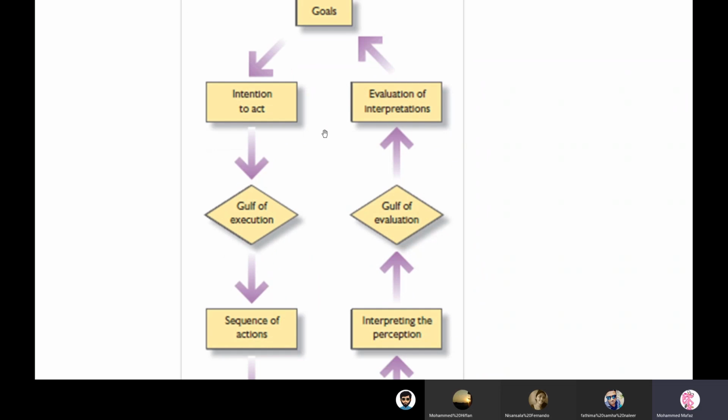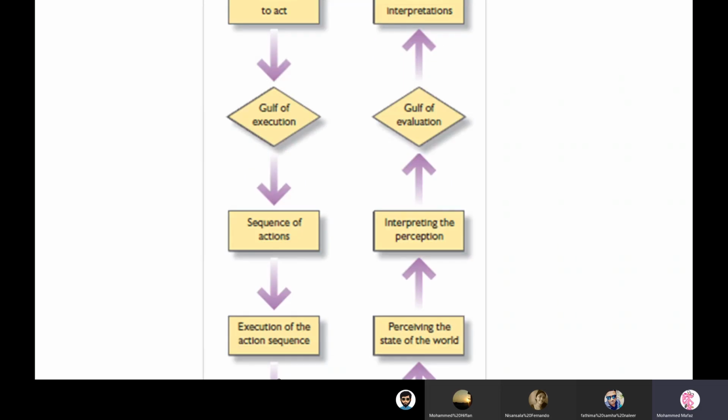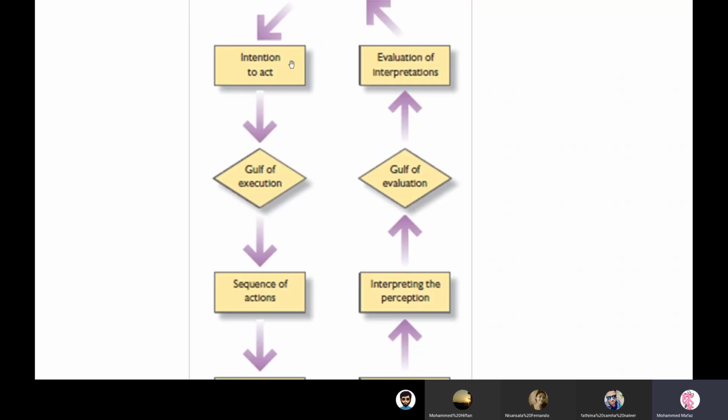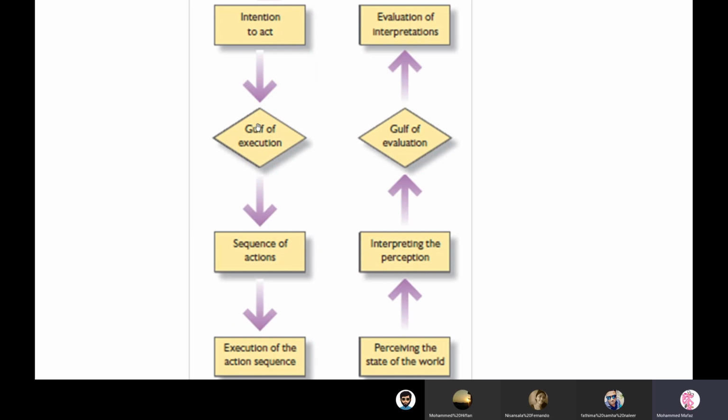Now, on the side of execution, there is this thing called gulf of execution. Gulf of execution means the gap between how the user wants to achieve something and the actions that can be supported by the system. Gulf means a gap, right? A gap between what the user wants to achieve and what the system can do. So that is gulf of execution.